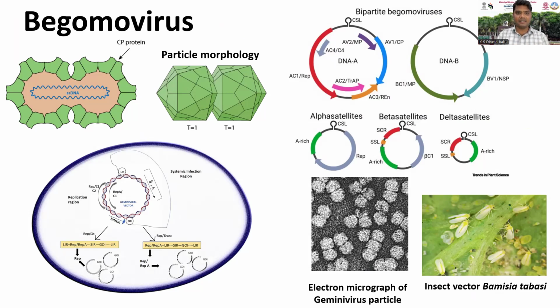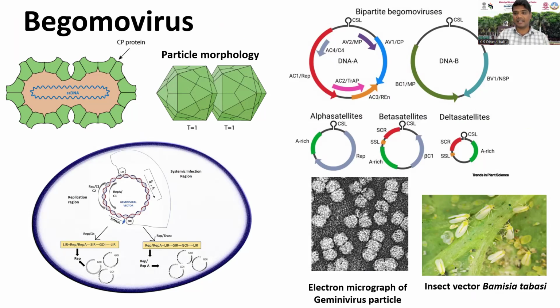Inside these particles, a single-stranded, covalently closed circular DNA genome is present. This DNA genome may be of 2 to 3 different kinds. Actually, in an infected plant, the major virus contains DNA A. Again, the same virus may be associated with DNA B. Again, the same virus may or may not be associated with different types of satellite molecules called alpha satellites, beta satellites, and delta satellites.